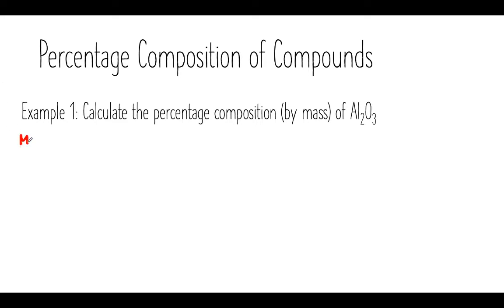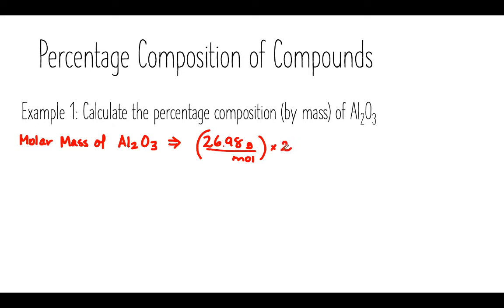So molar mass of Al2O3. And again, I just look at my periodic table to find this. Aluminum has a molar mass of 26.98, so 26.98 grams per mole. And there are 2 atoms of aluminum here, so I'm going to put a little 2 there. Plus, the molar mass of oxygen is 16.00 grams per mole, and there are 3 oxygens there.